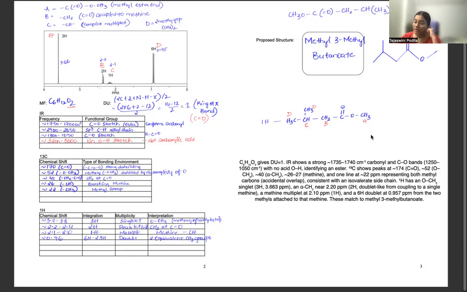Finally, this is my explanation. C6H12O2 gives a degree of unsaturation of 1, and there is a strong peak at 1700, which is the carbonyl C double bond O band, and at 1250, with no OH, which eliminates the carboxylic acid group and indicates it's an ester. And these are the peaks which help us understand the CH3, CH2, and CH stretches. So, yeah, this is it.